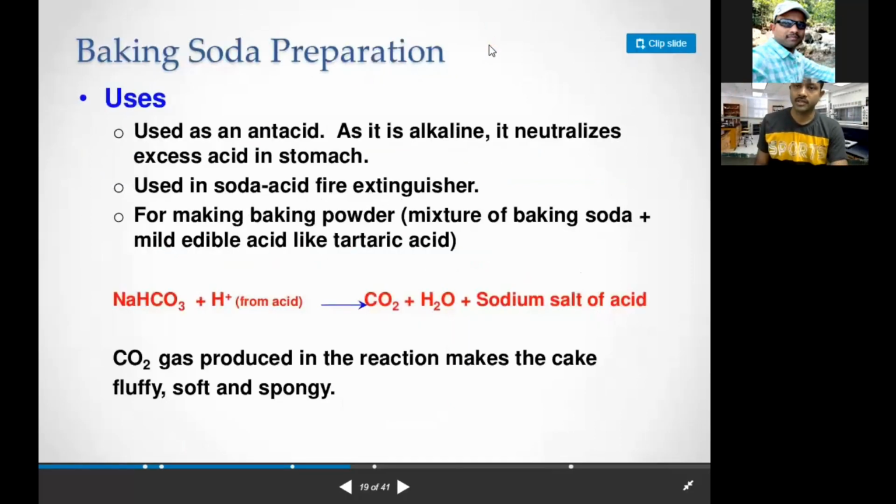Baking soda preparation. Baking soda is something we use daily. In every house we have this, right? It is a white color powder. For making pakoras, bhajis, we are using this powder, right? What are the main uses of this baking soda? How will you get this baking soda? Sodium bicarbonate is the baking soda, right?